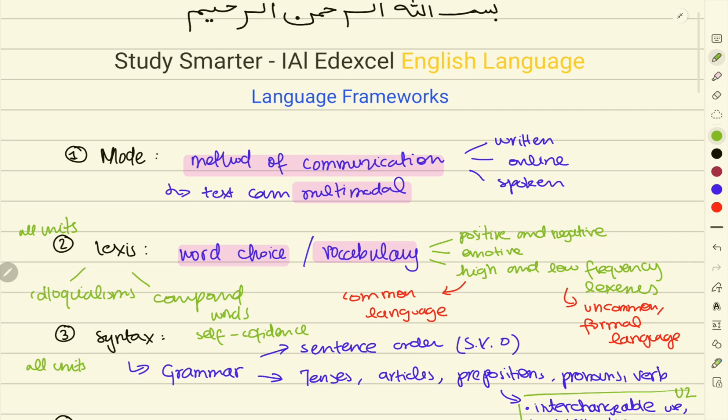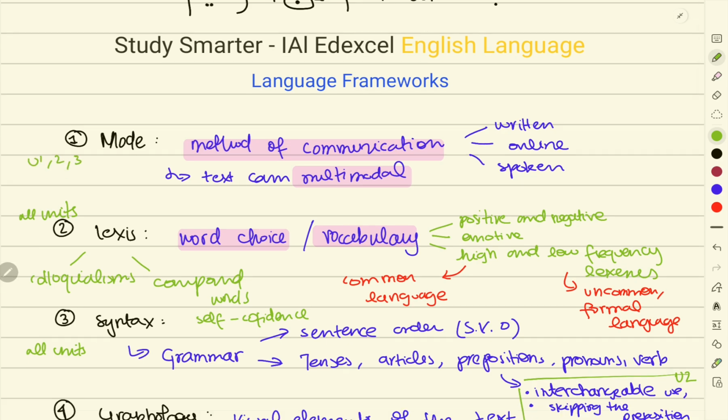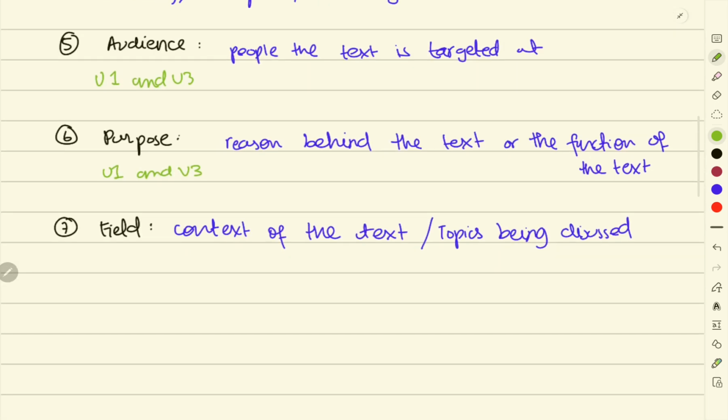And mode is for Unit 1, 2, and 3, not 4. So then we move on to field. Now field is the context of the text or the topics being discussed. I would think of field as the topics being discussed. So it was easy for me, because I knew what it was, I could easily just read the text and pinpoint, okay, it's this, this, this.